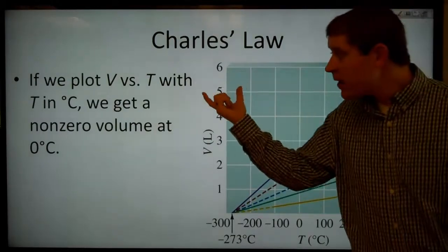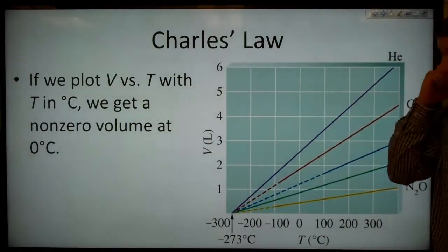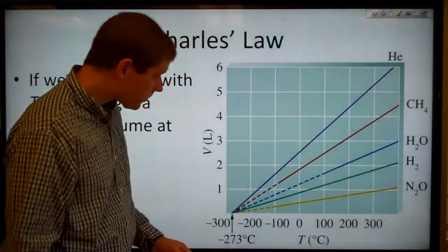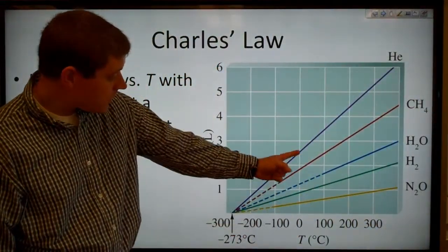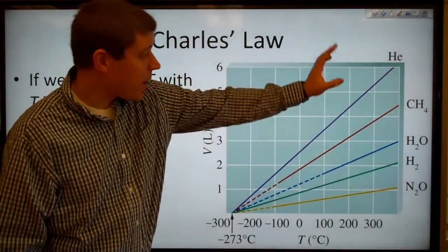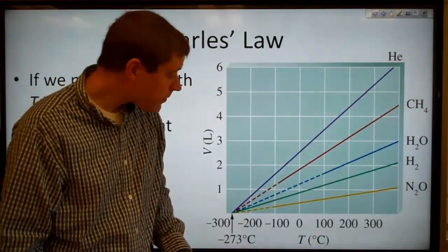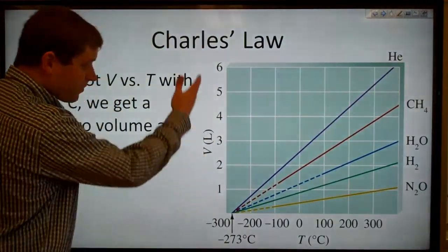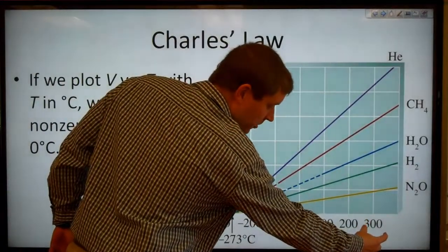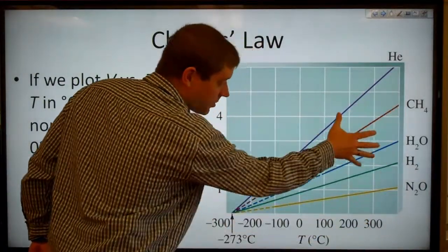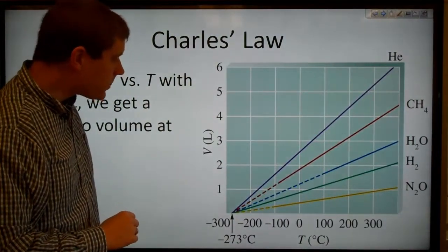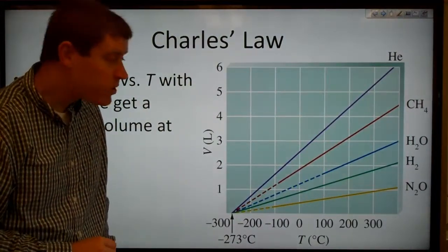So if we plot volume versus temperature with temperature in Celsius, we get a non-zero volume at 0 degrees C. So here is 0 degrees C. We have some various gases over here that we haven't specified the number of moles of. And so we have here the volume, and this is the temperature. As we cool down from 300 degrees C to 200 to 100, they all decrease, and they're decreasing linearly because the volume is directly proportional to the temperature.